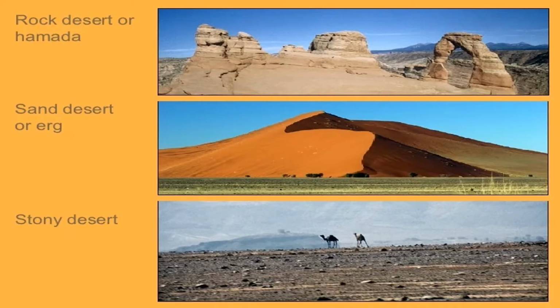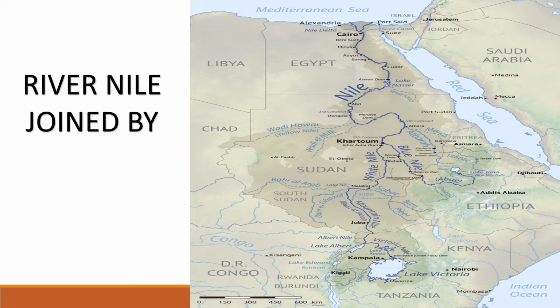In the Sahara, you will also find massive sand seas called Erg, bare rocky plateaus known as Hamada, and extensive gravel covered plains known as Reg. The River Nile flows through the eastern edge of the desert, and it is joined by different tributaries. They are Gazelle, Blue Nile, and Atbara.